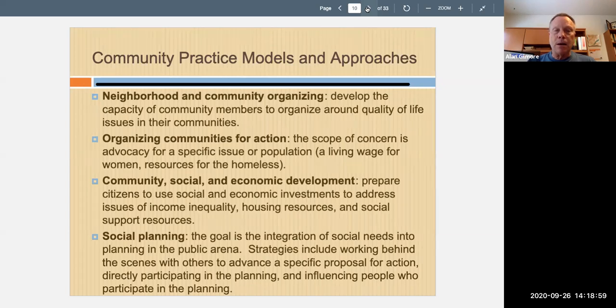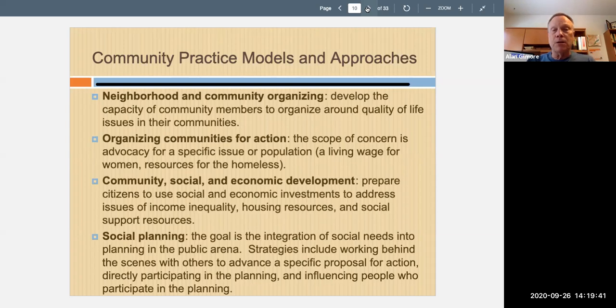Community, social, and economic development. Prepare citizens to use social and economic investments to address issues of income inequality, housing resources, and social support resources. So if those were the areas that were being identified and that there was a strong need for in the community, then a social worker who's working around community, social, and economic development would be working with residents and be working with government officials and other partners in the community to try to address issues around income inequality.